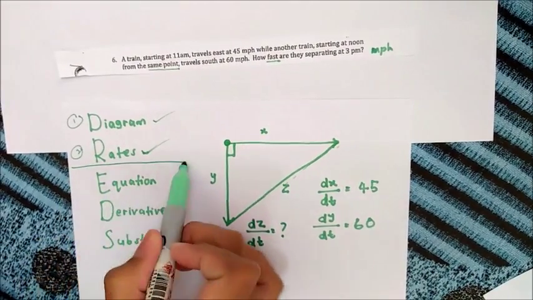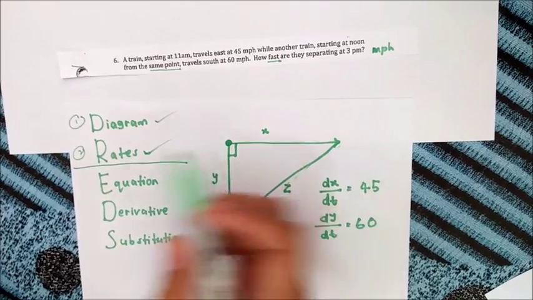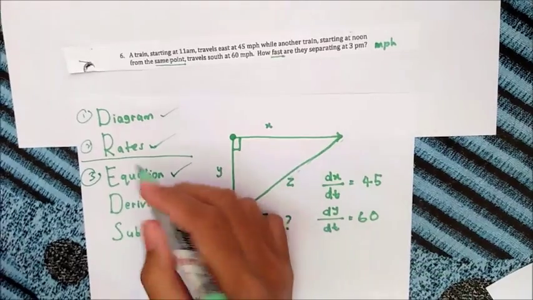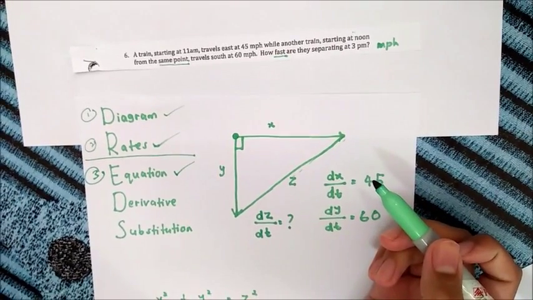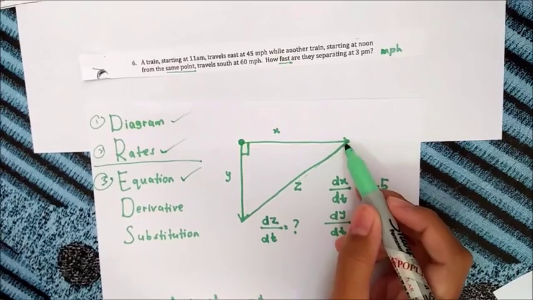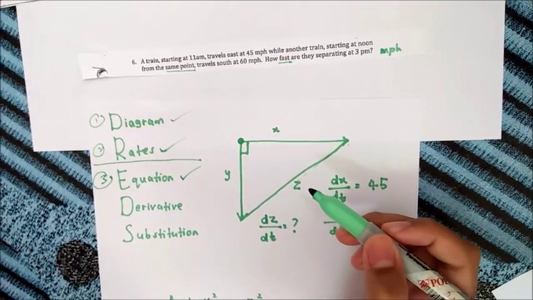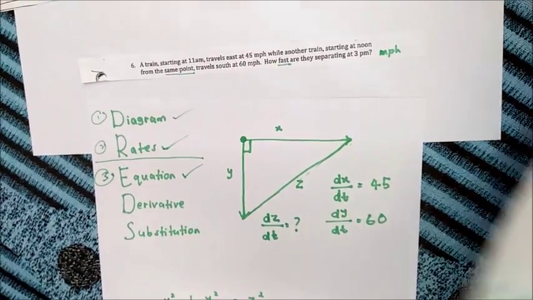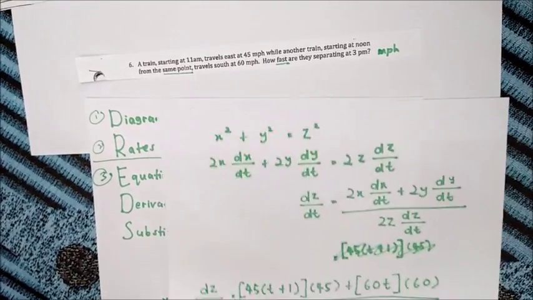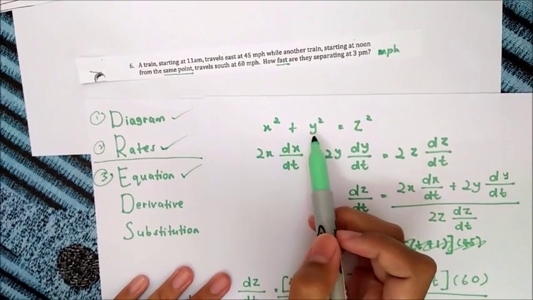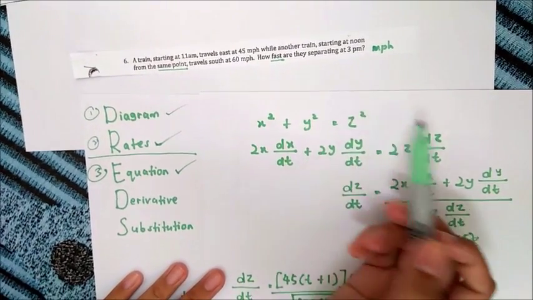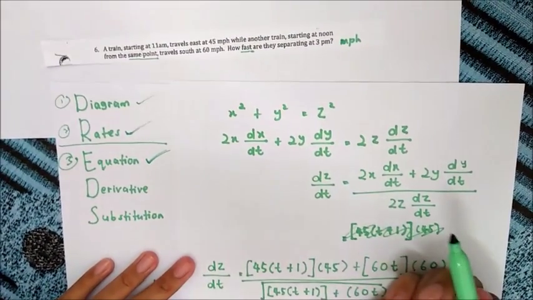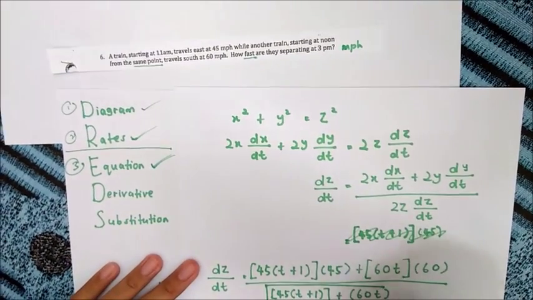We have solved two steps right now, and we must solve the third step, that is the equation. How can we find the equation? As you can see, we have a shape of the right angle triangle. So you must know that the formula for a right angle triangle is x squared plus y squared is equal to z squared. So we have the equation. Solved for the third step.